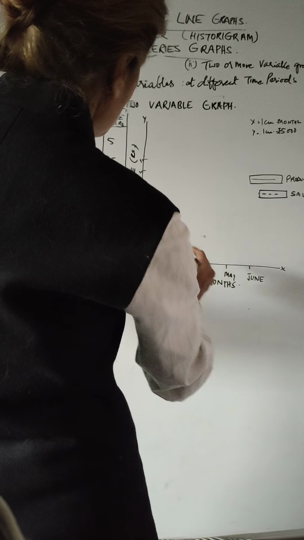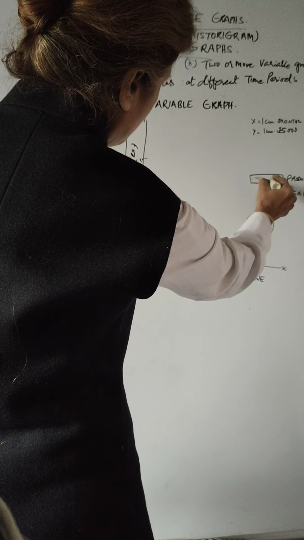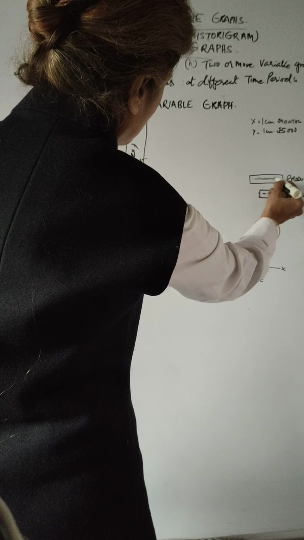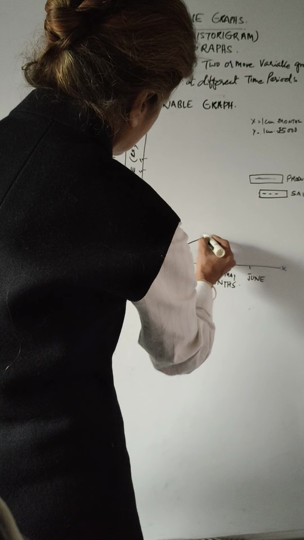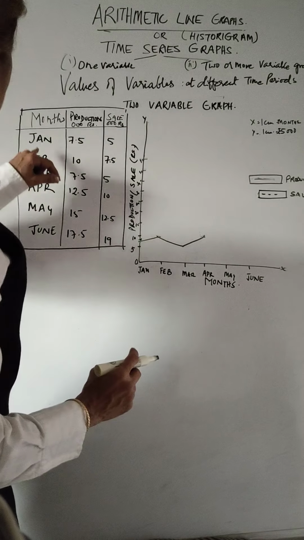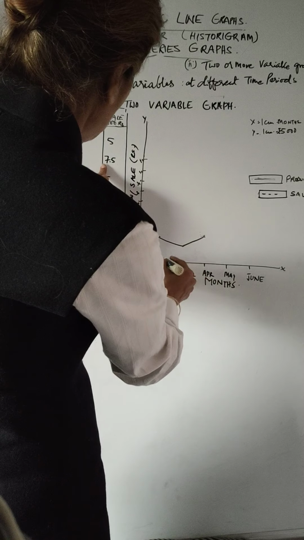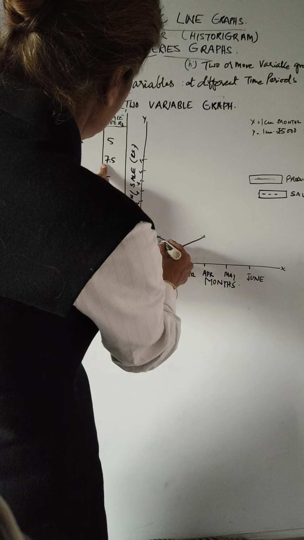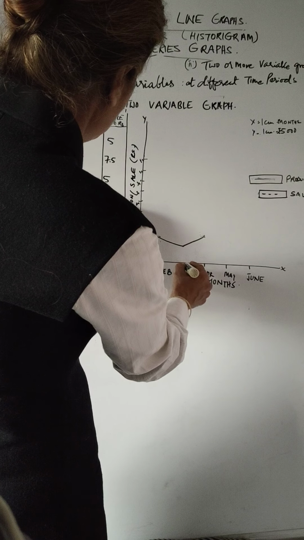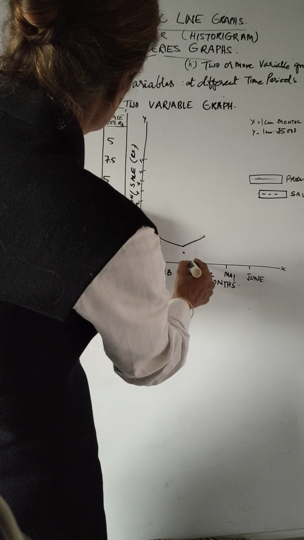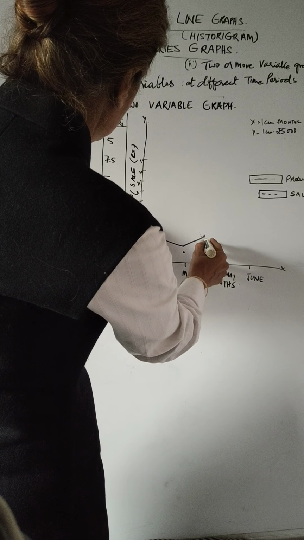Since I've written production, we're going to depict it as a line. Let me make it as a line up till here. Now let's talk about sales. In January it was 5, so I put a dot here. In February it was 7.5, so it comes right up till here. In March again it's 5, so it comes here. And in April it is 10, so it's here.